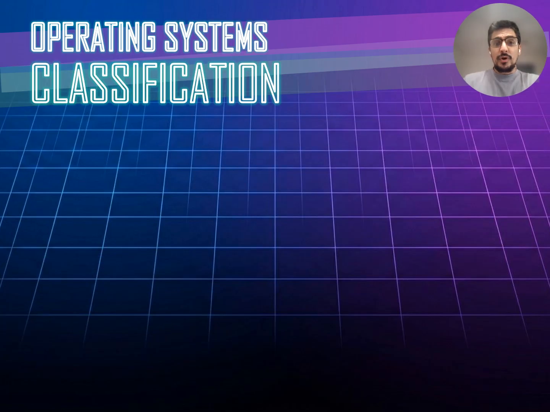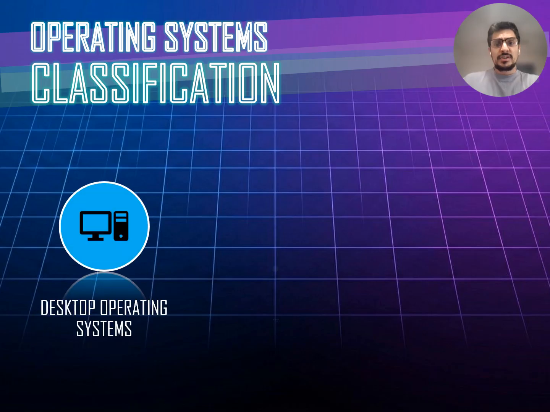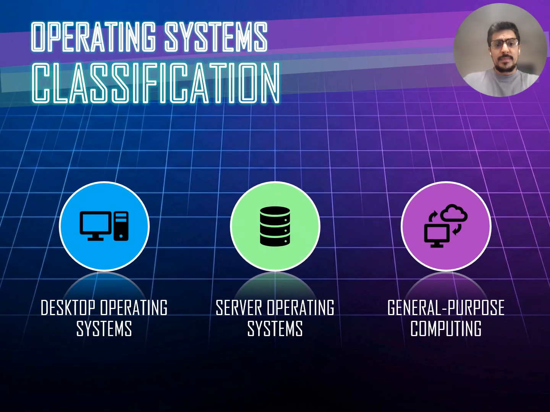We can group operating systems by what they are for, what devices they run on, and how they use the computer resources. Many modern operating systems share a lot in common, but they are set up differently for desktop, servers, or regular computing. A desktop OS is designed for professional and personal end users who interact directly with the system through a graphical user interface.